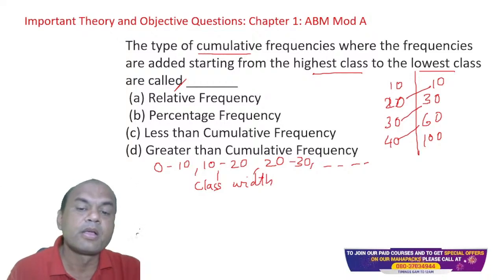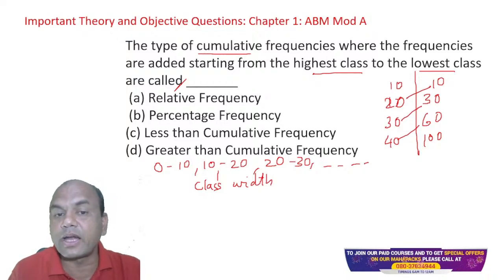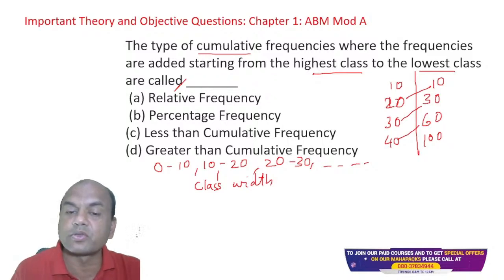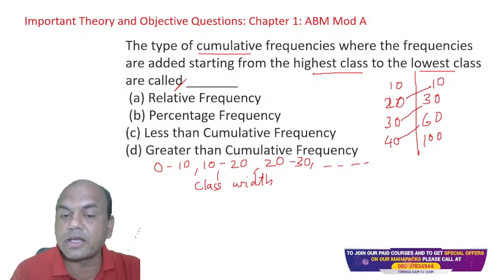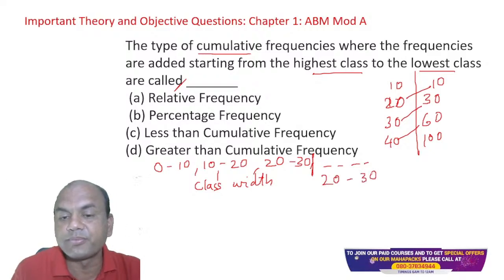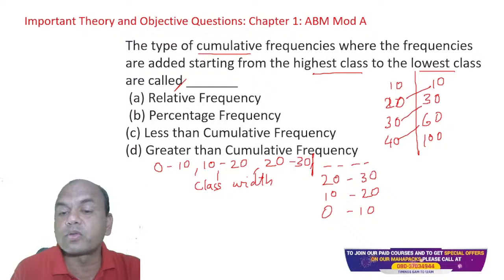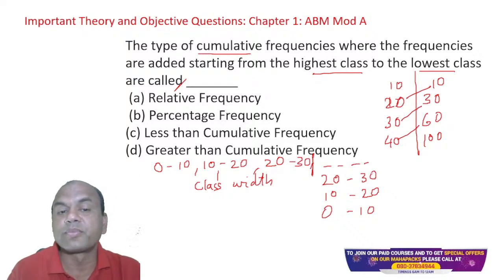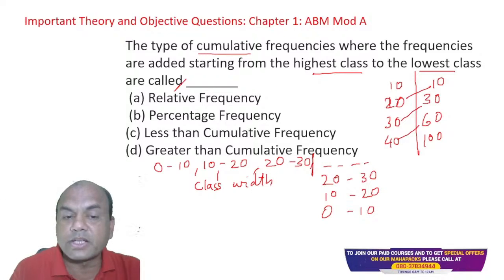Now, what is the question? Where the frequencies are added starting from highest class to lowest class. So, what will I do? Suppose we take only these three classes up till now: 0 to 10, 10 to 20, 20 to 30. If I want highest to lowest, how will I arrange them? I'll arrange them this way: 20 to 30 first, then 10 to 20 next, then 0 to 10. This is the way I'm going, on the lower side. So this is known as what? Relative frequency, percentage frequency, less than or greater than cumulative frequency.